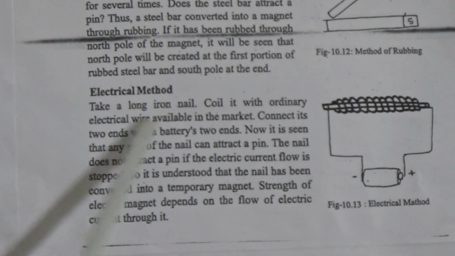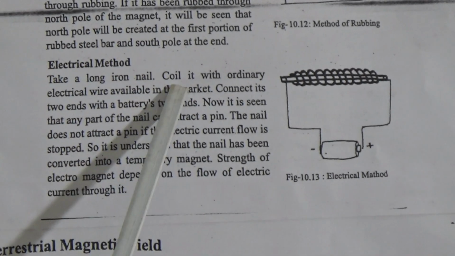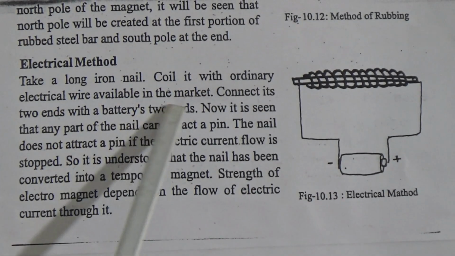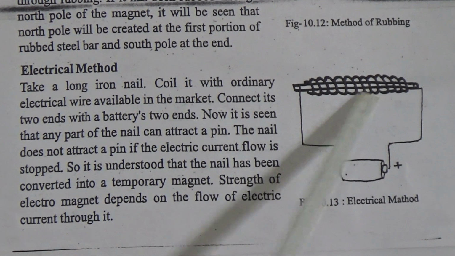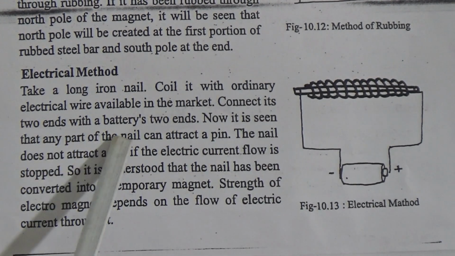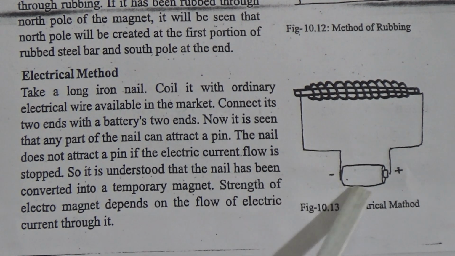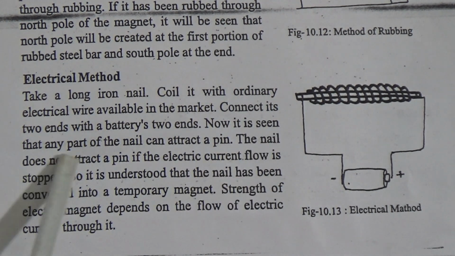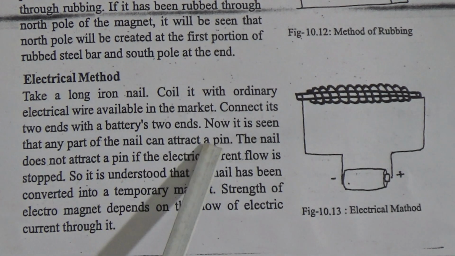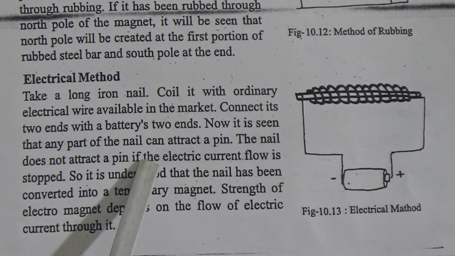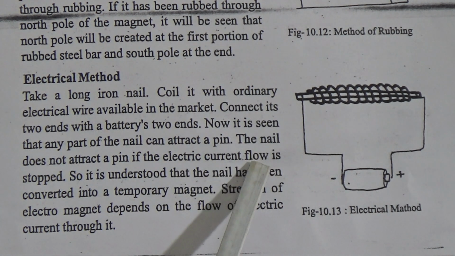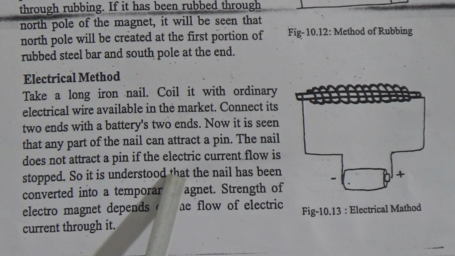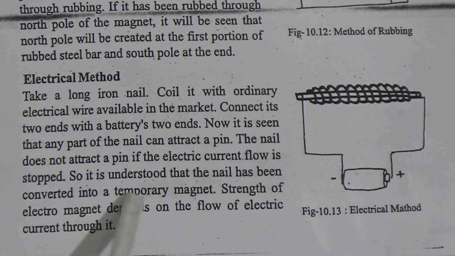Now the electrical method. Take a long iron nail, coil it with ordinary electric wire available in the market. You can see this picture like this. Connect its two ends with a battery. Here is a battery like this. Now it is seen that any part of the nail can attract a pin. The nail does not attract a pin if the electric current flow is stopped. So it is understood that the nail has been converted into a temporary magnet. Strength of an electromagnet depends on the flow of electric current through it.